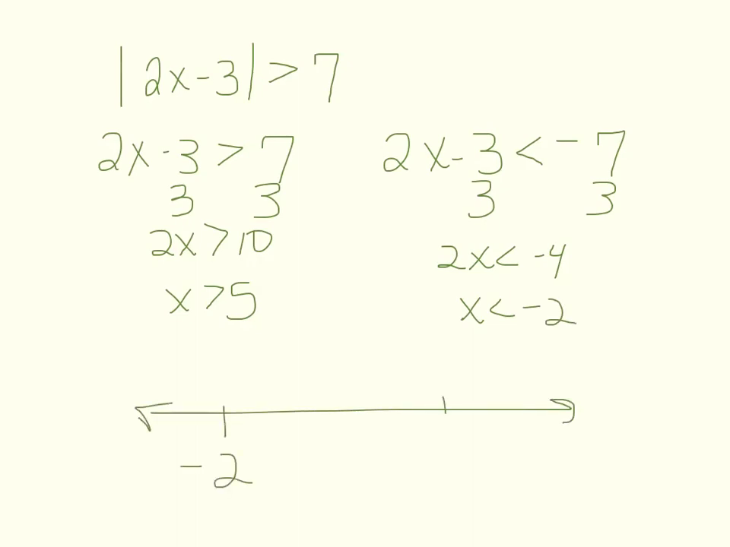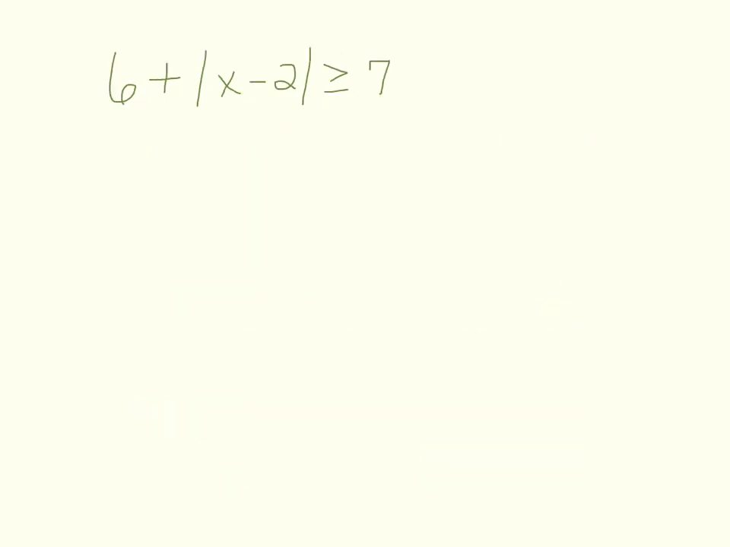So we have -2 and we have 5. All right, they're both going to be open. Let's change color so you can see. All right, and x is greater than 5. X is less than -2. Okay, right, and that's an or. So there's that inequality.